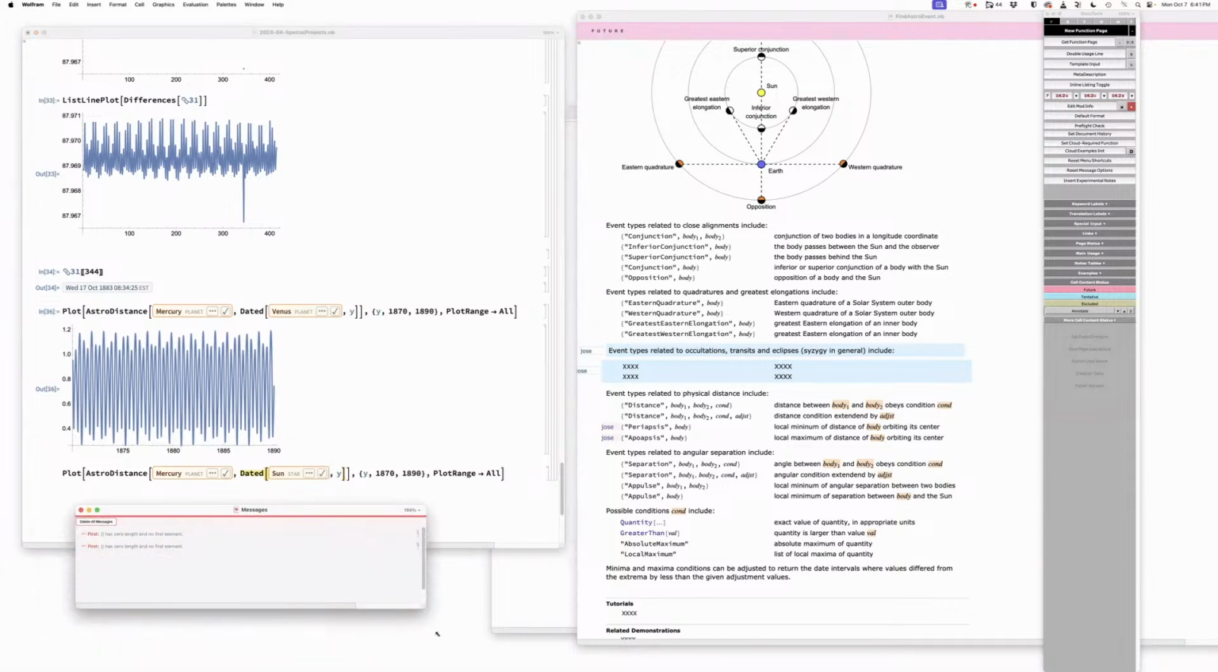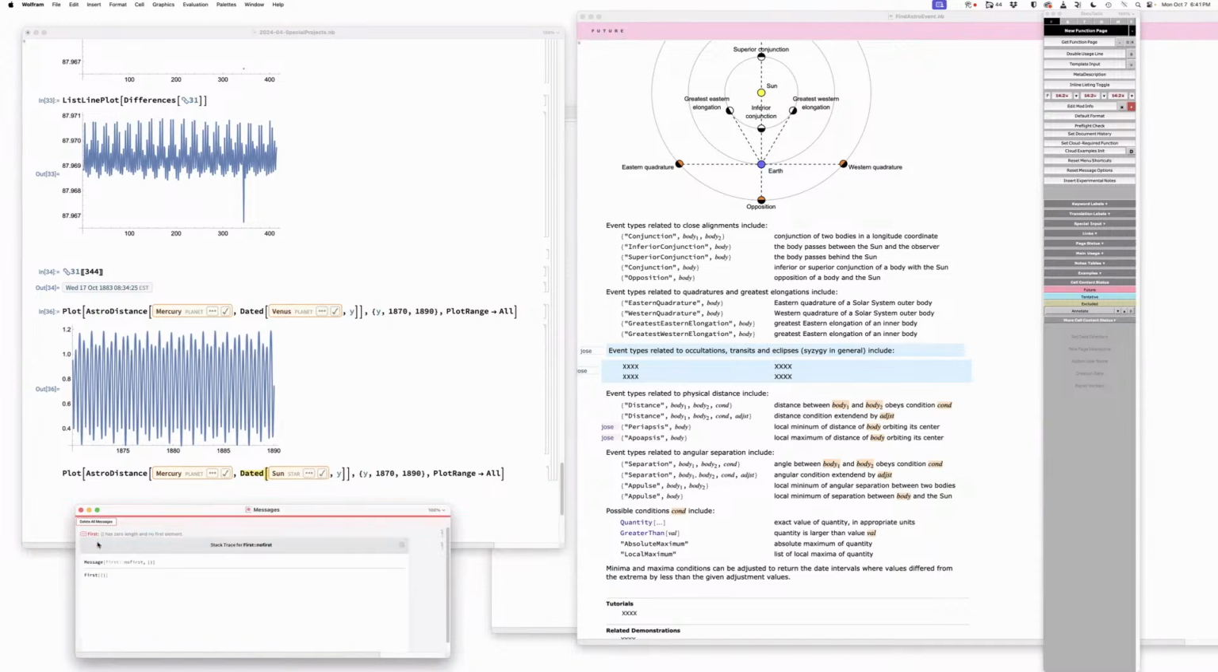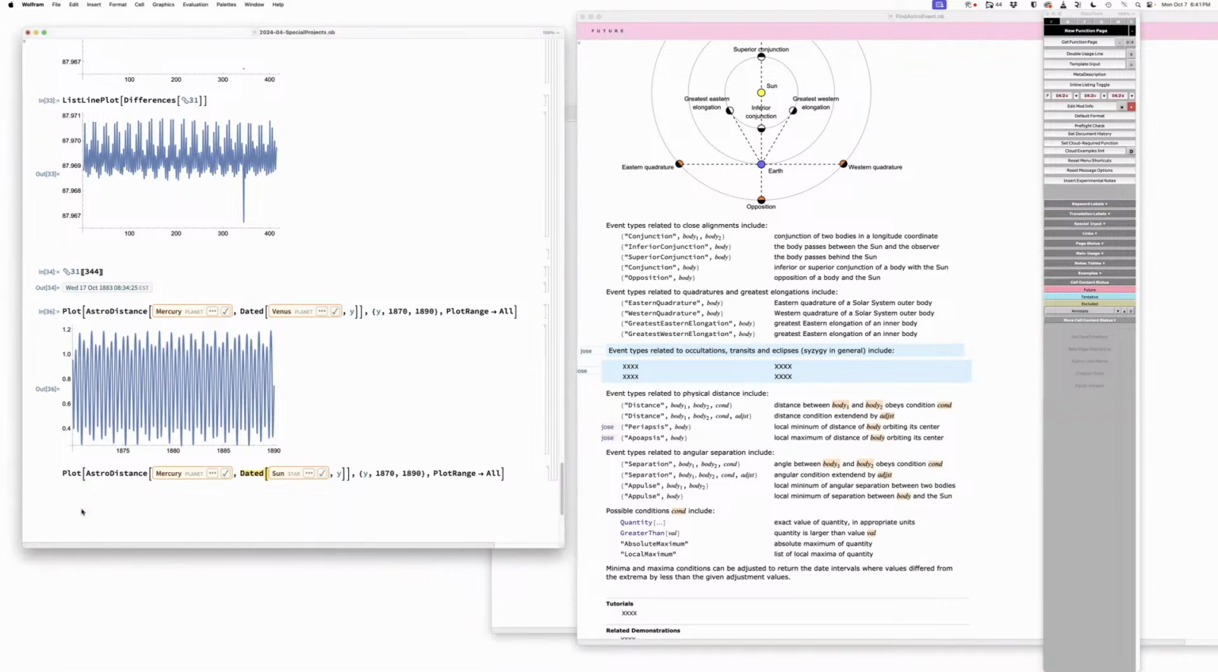What did this do? There was a bug. There's an error there. What is that? Does it say which function is complaining? No idea. Well, it's a bug of some kind. We reported. Okay, so let's try 1880 to 1881.